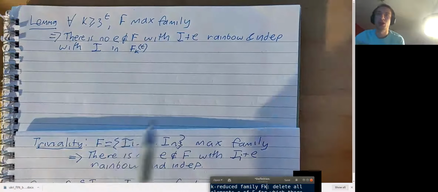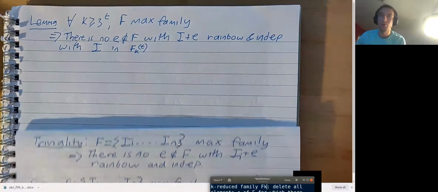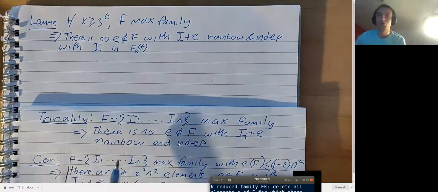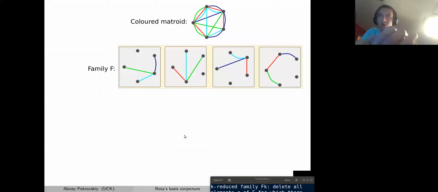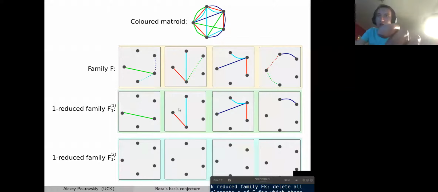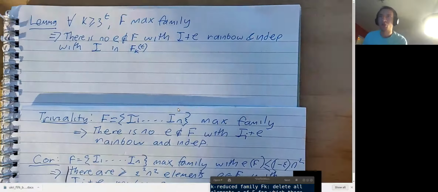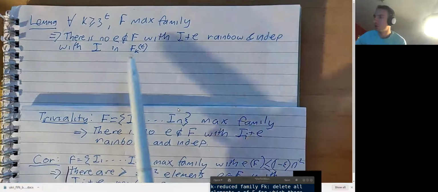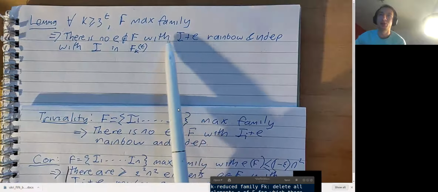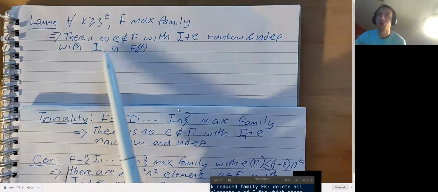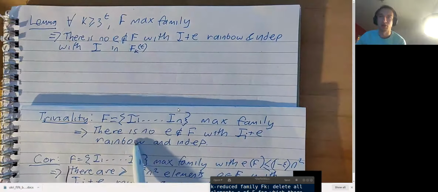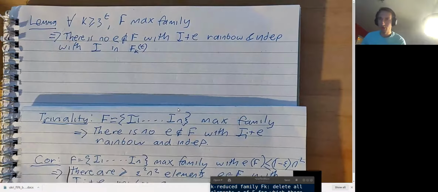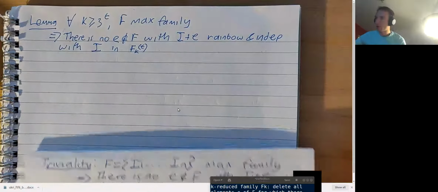And this is a stronger statement than this triviality, because when you reduce the family, you're deleting elements. Remember the example, when you're reducing the family, you're losing elements. So it's a stronger statement, since there'll be more elements which you can add to independent sets in the reduced family to get new rainbow independent sets. So this lemma is strictly better than this trivial fact.